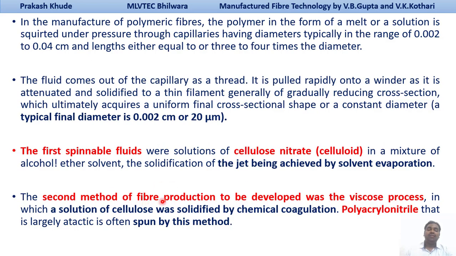The second method for fiber production which was developed was the viscose process, viscose fiber development. In this, a solution of cellulose was solidified by chemical coagulation, and polyacrylonitrile, which is largely atactic, is often spun by this technique, that is the wet spinning technique.